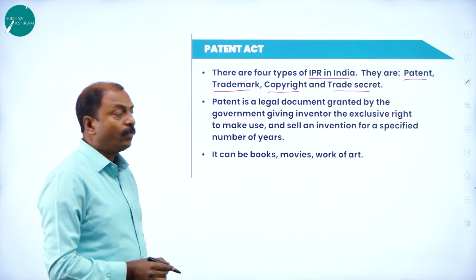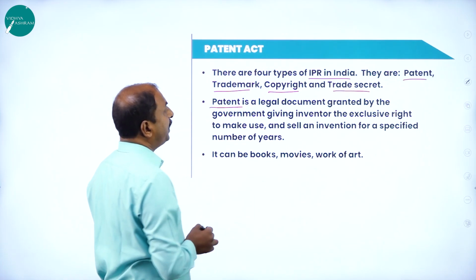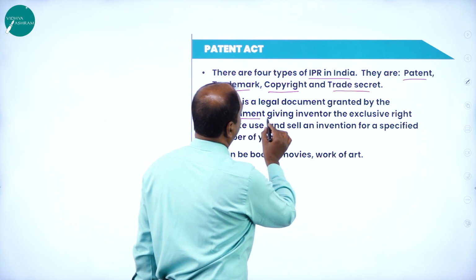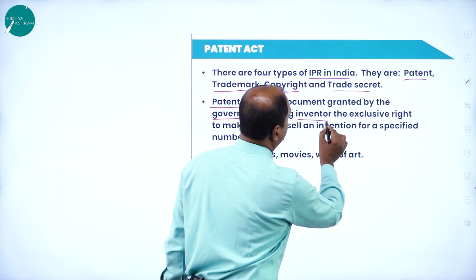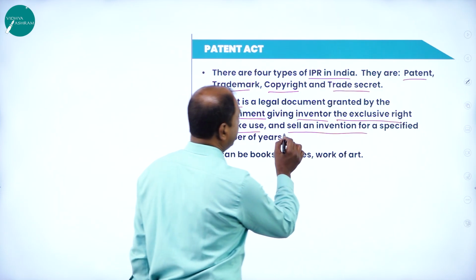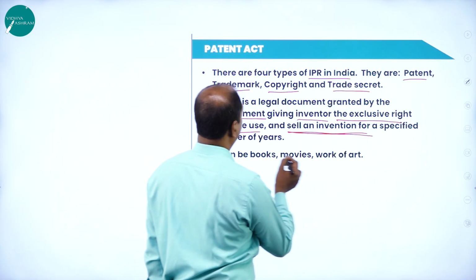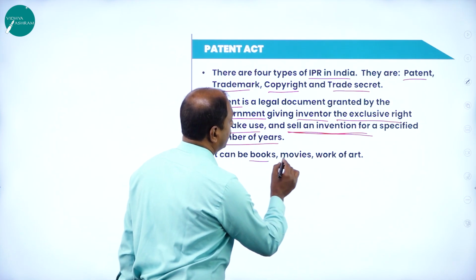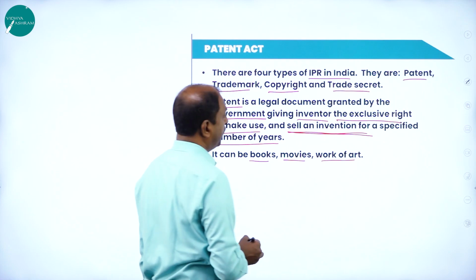So now let us see what a patent is. A patent is a legal document granted by the government giving the investor or inventor the exclusive right to make use of it and sell the invention for a specified number of years. So it can be a book, movie, work of art, it can be anything.